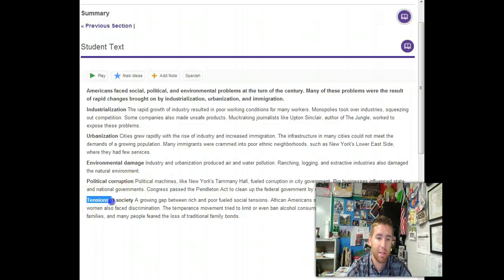Then, of course, the different tensions in society. So a growing gap between your rich and your poor. Some people doing well, but a lot of people just not doing that well at all. So they try to fix that.